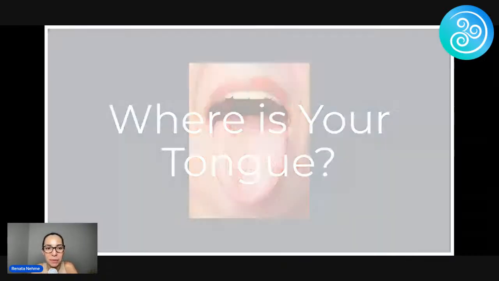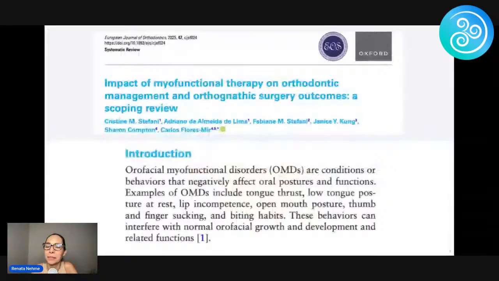Your tongue should always be lightly suctioned all the way up. Orofacial myofunctional disorders are conditions or behaviors that negatively affect oral postures and functions. Examples of OMDs include tongue thrust, low tongue posture at rest. It's actually a myofunctional disorder. Lip incompetence. What does that mean? If your lips are apart during rest, so they're like this, that's lip incompetence, whenever you cannot close them. Open mouth posture.